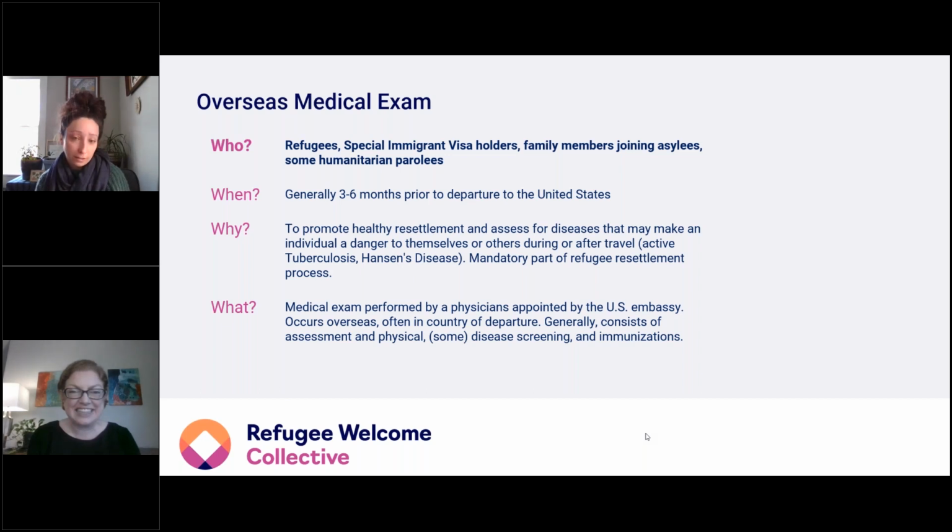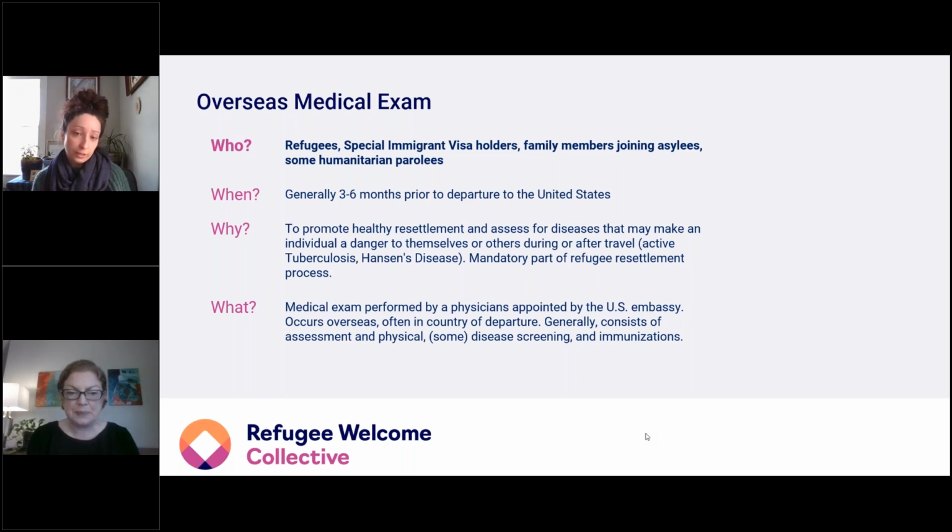So the overseas medical exam happens first, generally in the country of departure. This is given to refugees, special immigrant visa holders, family members joining asylees, and some humanitarian parolees. It generally happens between 3 to 6 months prior to departure, so remember that. That can be quite a while before you end up seeing these folks.